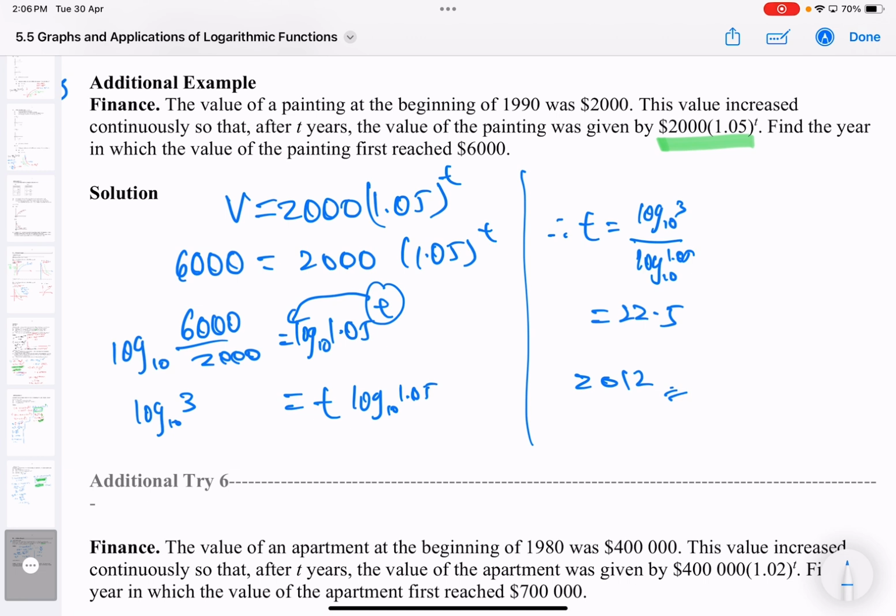Why can't you say 23? Because the question asks which is the year it first reached, so you have to round down. It will reach it halfway in 2012. If you say 23 years, that means you'll reach it in 2013, but that's not true because it will have already reached that amount halfway in 2012.